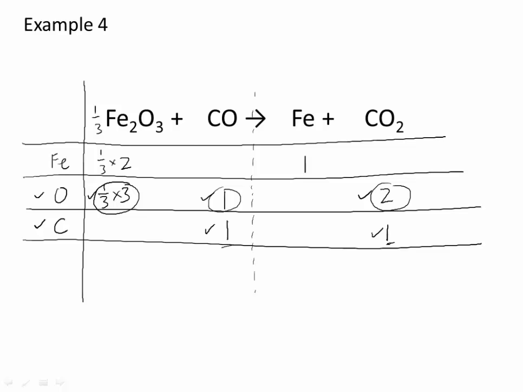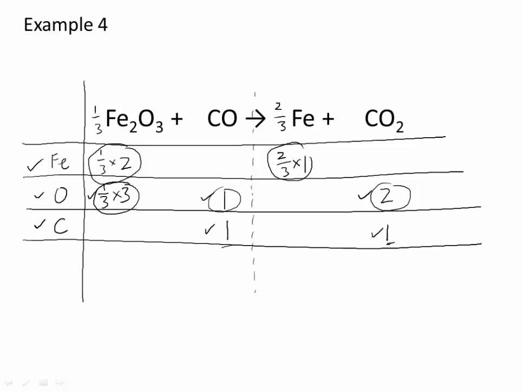Iron is easiest because on the right hand side there's a 1. You can multiply any number to the 1 to get it to be the same as the left hand side. So left hand side is 2 times 1/3, which is 2/3. So I just put 2/3 times 1. And therefore my iron is balanced. Great. So it's 2/3.